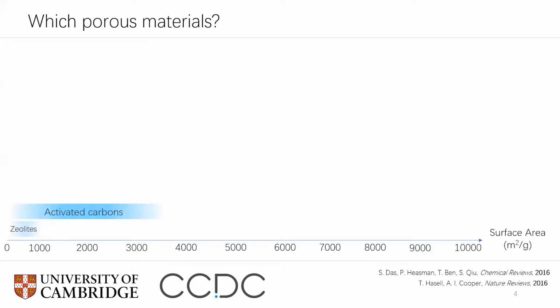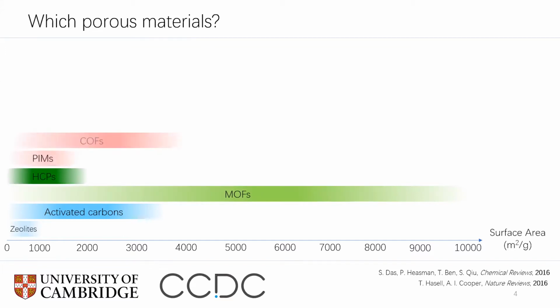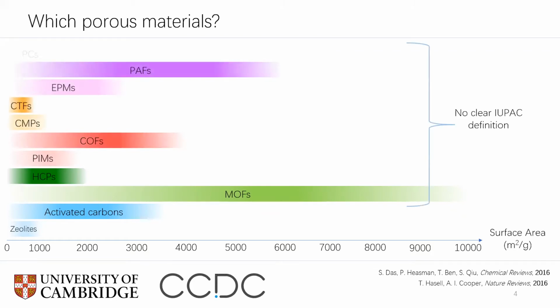Zeolites and activated carbons are the most established materials to date, and they're widely used in the industry as well. Metal organic frameworks, or MOFs, is a booming field, and it covers a wide range of surface area. And this is also the material that we are focused on in our research group. And then there's also a plethora of other porous materials with various acronyms for which there is no clear IUPAC definition, but it just shows you how active the field of porous materials is.